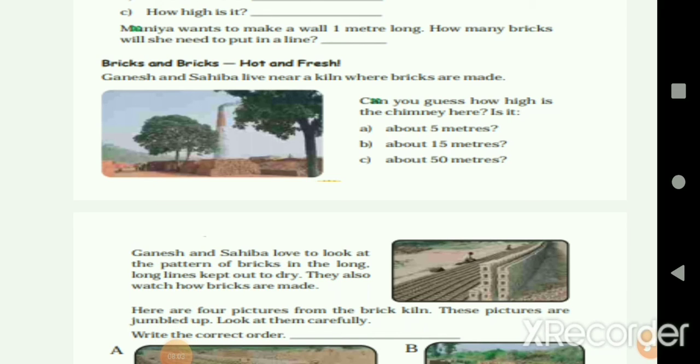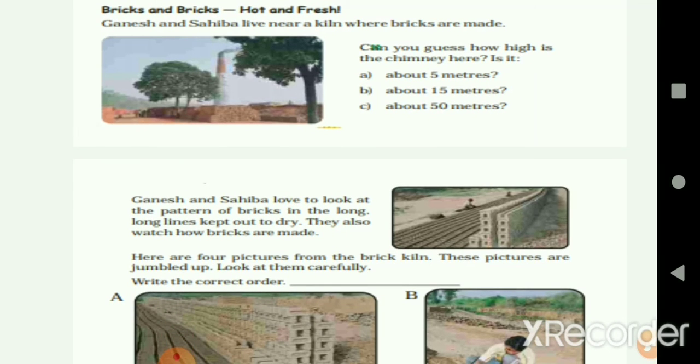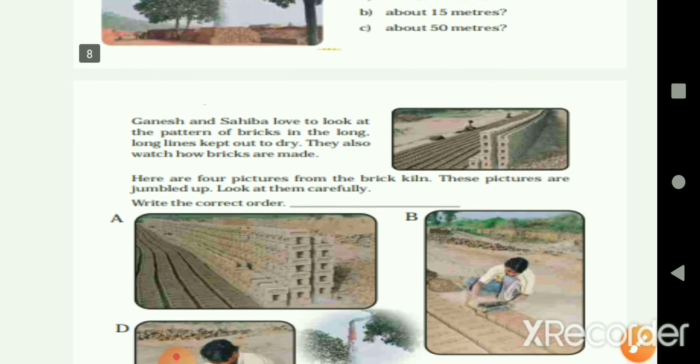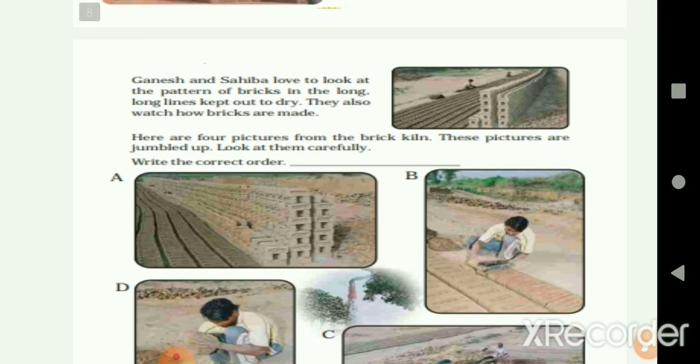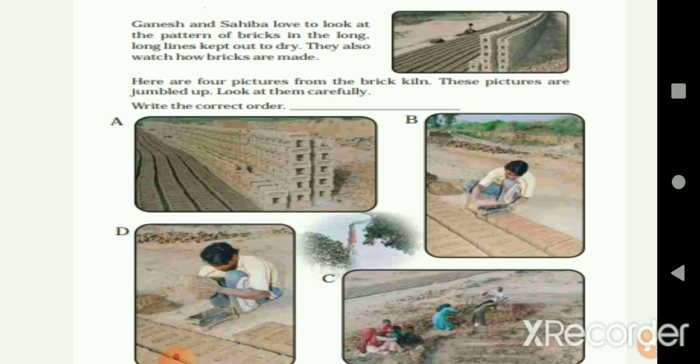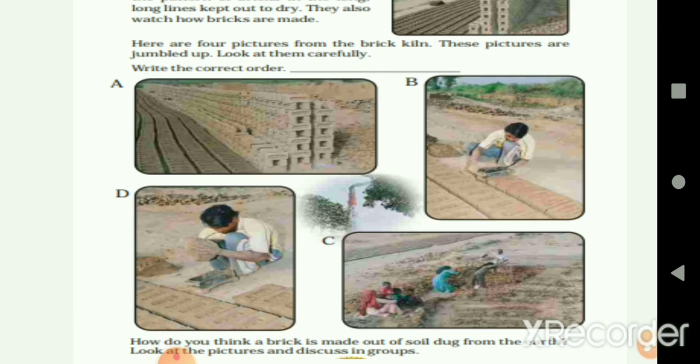Ganesh and Saiba love to look at the patterns of bricks in the long lines kept out to dry. See, the long lines of bricks are kept out. They also watch how bricks are made. Here are 4 pictures from the brick kiln. These pictures are jumbled up. Look at them carefully and write the correct order in the given blank.